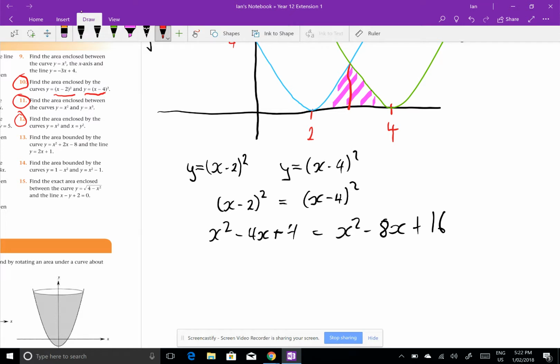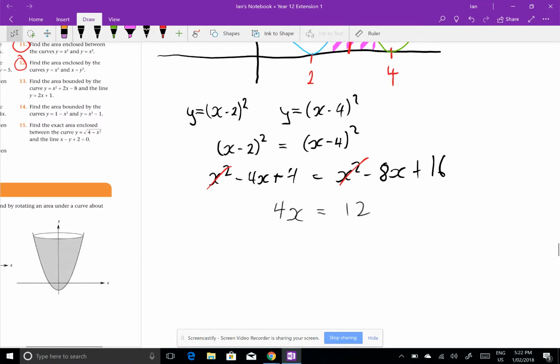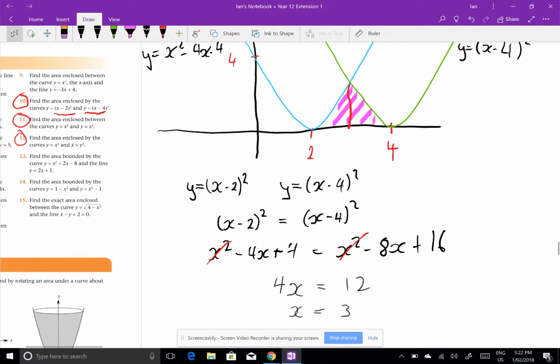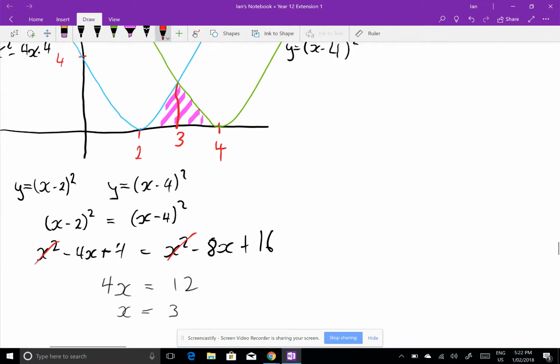Now the x squareds are going to cancel out. I'm going to bring that 8x over, so I get 4x. I'm going to take that 4 over there, and I get 12. And I'm going to divide by the 4. I get x equals 3. So up here, we know that this is 3. Now it's pretty easy to find the area.